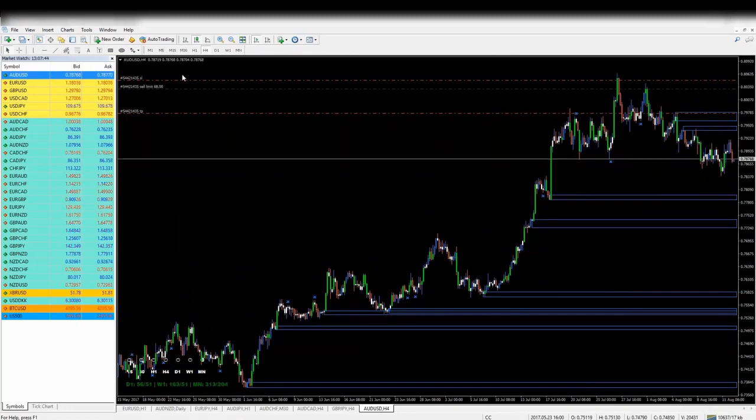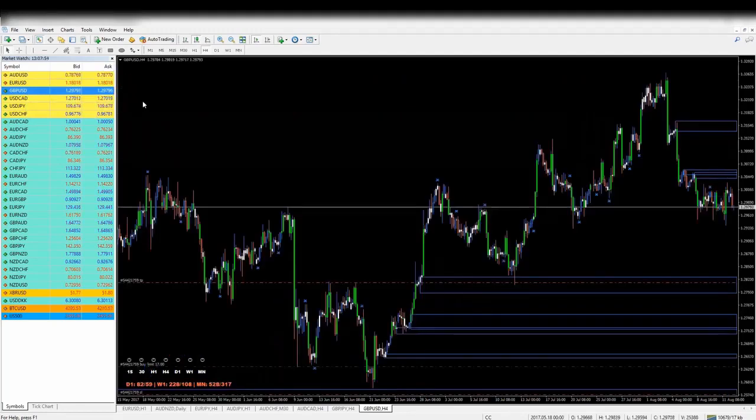Let's add the Aussie US dollar. What about this one? What's this one doing? This is also moving higher. We'll just run through a couple of pairs. Here we have the pound. What's this one doing? You can see we went down and now we're moving up.